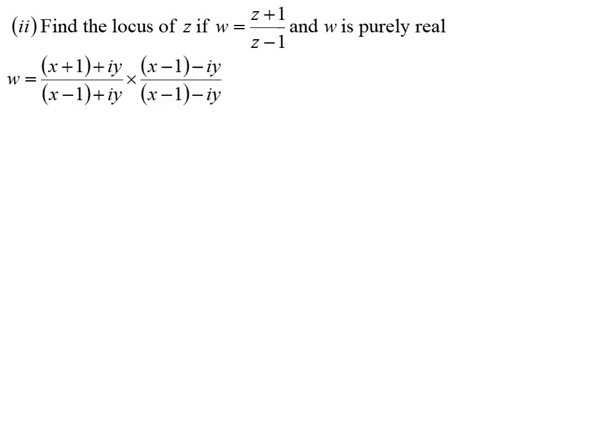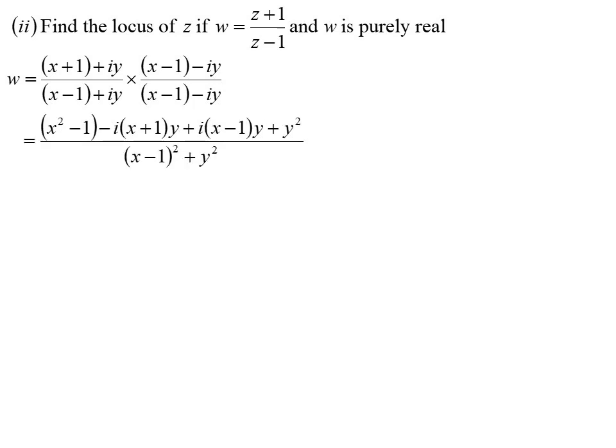So I break it up into real and imaginary. So I get x plus 1 plus iy over x minus 1 plus iy. I need to realise the denominator for that, so multiply by the conjugate, and boom, there it is, expanded out. Well, I'm only interested in the imaginary part.